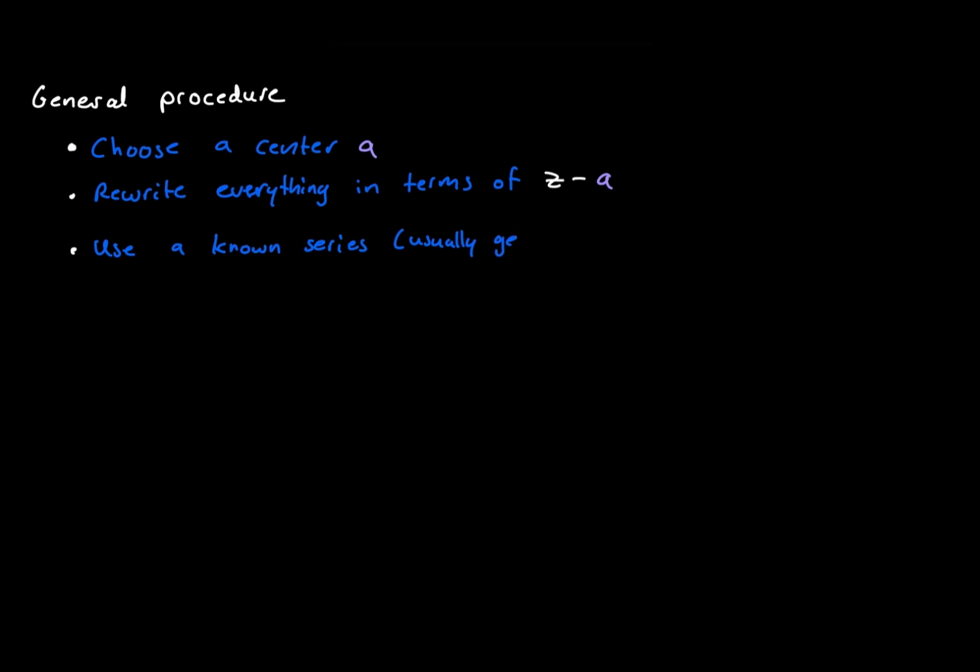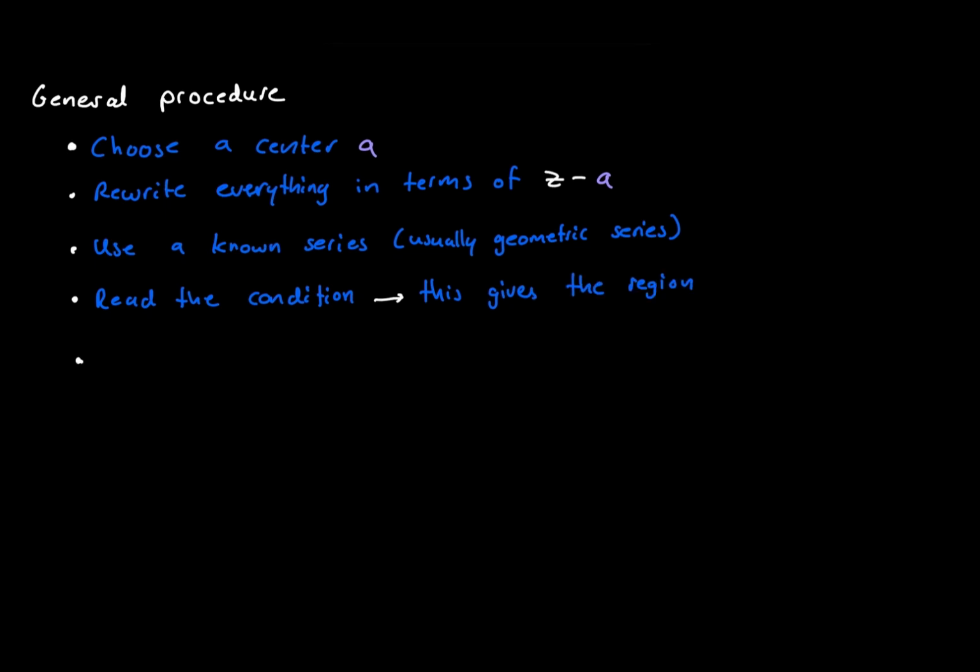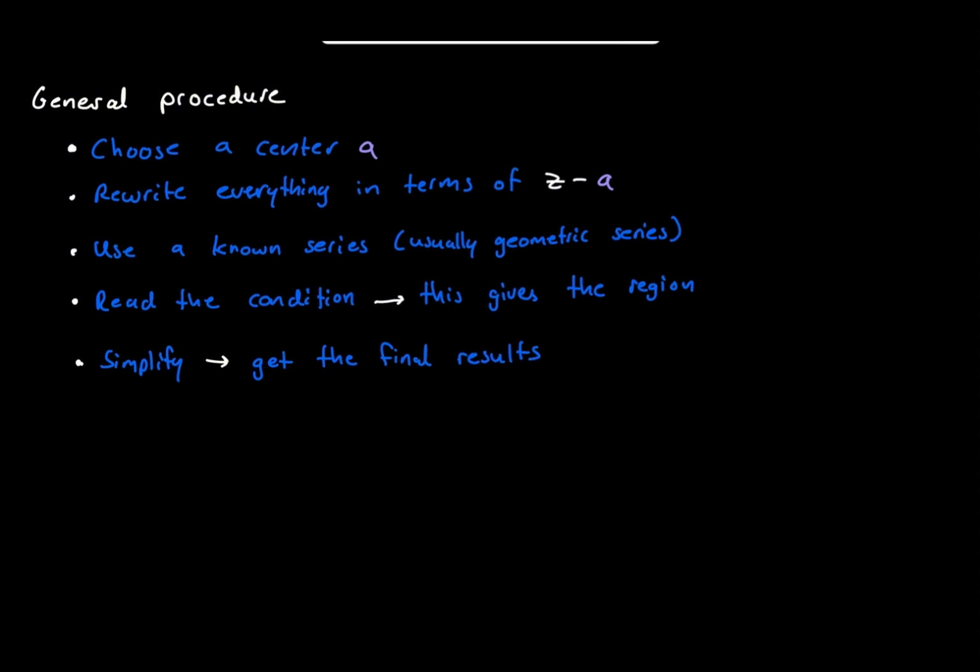Most of the time, this will be the geometric series. Step 4, read the condition of the series. This condition tells us where the expansion works. And this is exactly where the circle comes from. Step 5, write the final result. If you follow these steps, you can solve any Laurent problem.